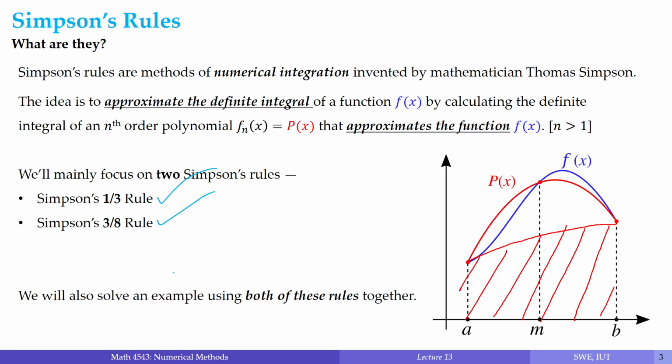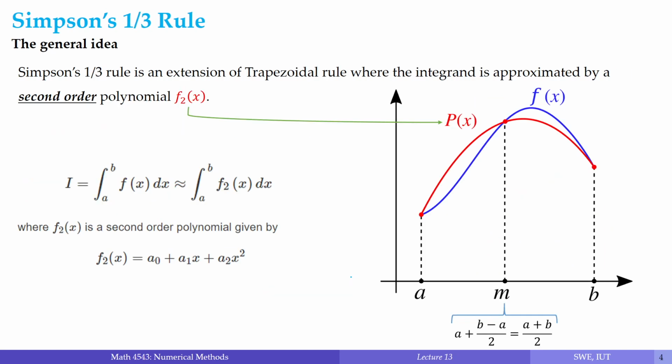Today we'll also discuss how these two rules can be combined together, and we'll use them together to solve an example. Fine. So, a long story short, that is what Simpson's rules mean. Let's discuss the first version of the Simpson's rule, which is the Simpson's 1/3 rule.